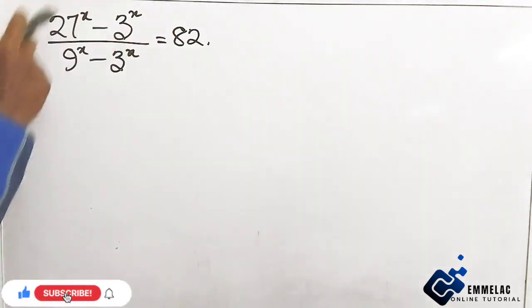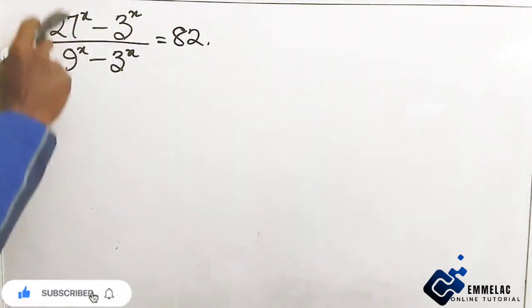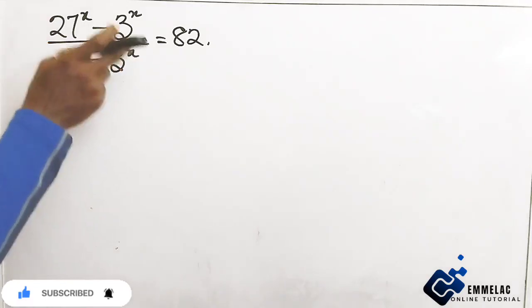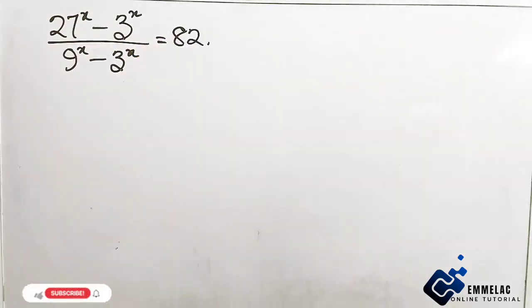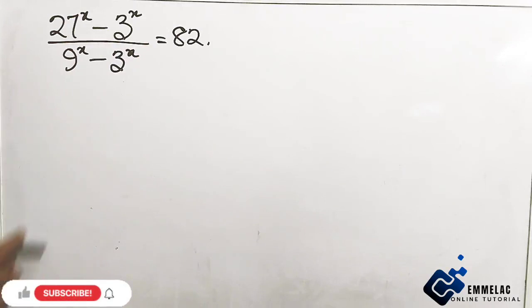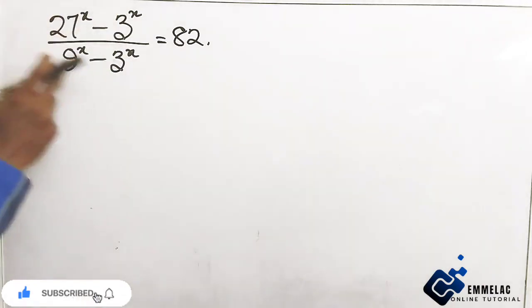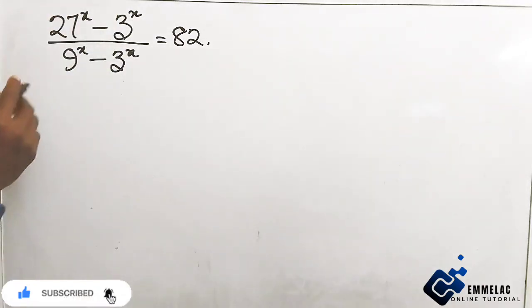What this simply means is that if I find the value of x and plug it in, the whole expression should give you 82. Alright, so how do we start it? First of all, let us reduce this expression.